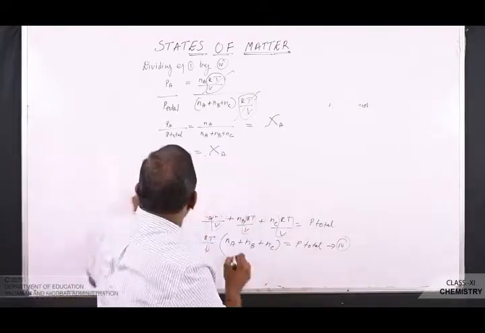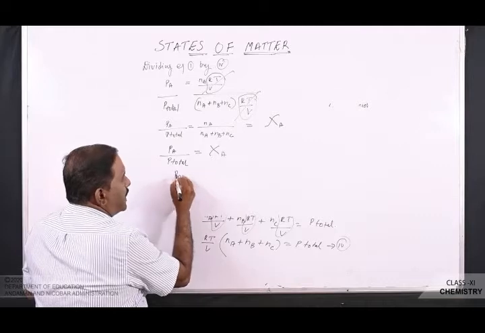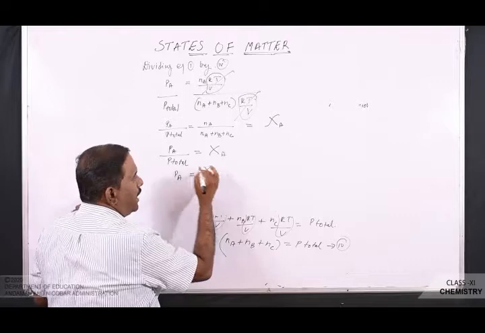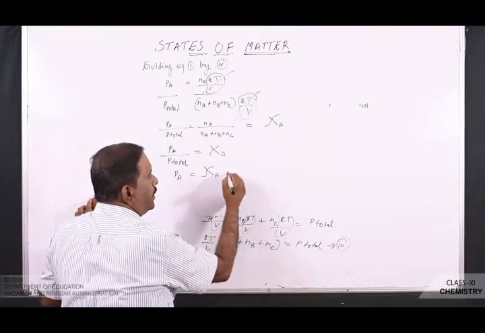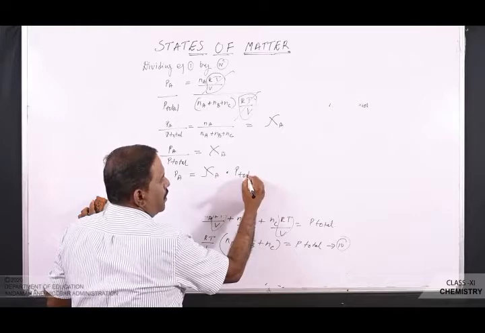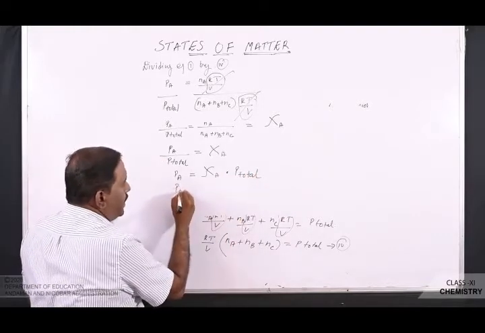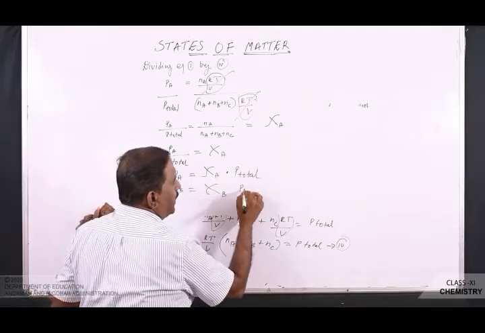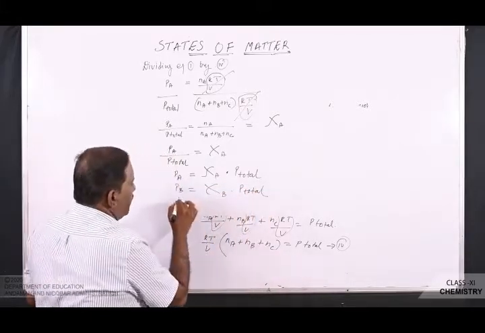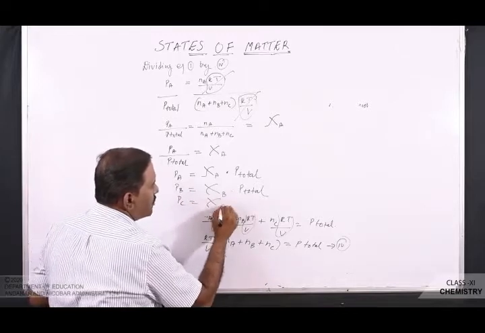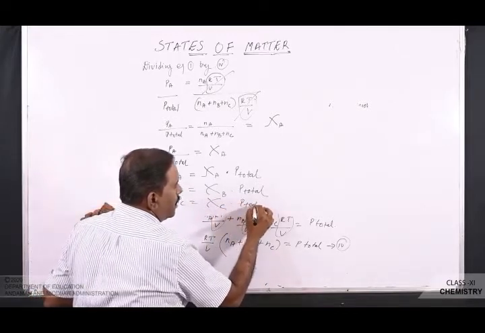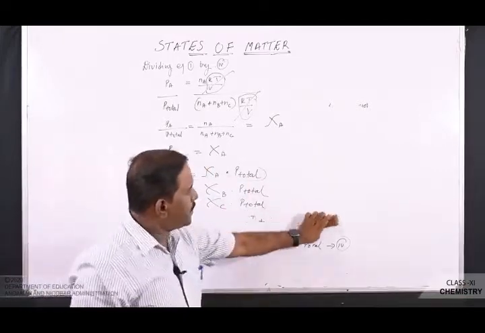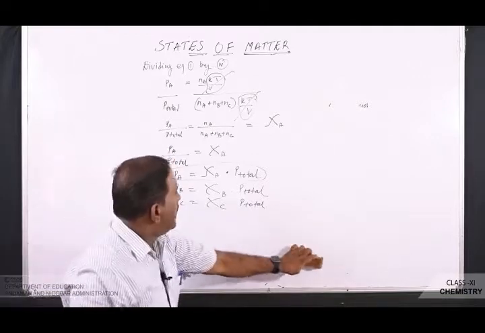Similarly, I can write that Pa, the partial pressure of gas A, is equal to the mole fraction of A times P total. For the other gases, Pb is equal to the mole fraction of B times P total, and Pc is equal to the mole fraction of C times P total. Students, in this way we can calculate the partial pressure of the individual gases.